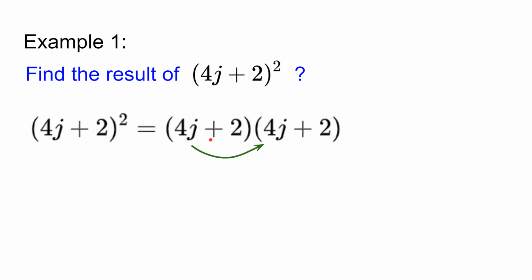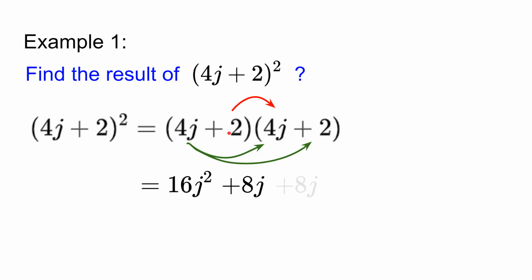4j times 4j, well, 4 times 4 is 16. j times j is j squared. First by the second, 4j times 2, that's 8j. We're done with the first term. Second term by the first gives you positive 8j. Now again, it's the same. And 2 times 2 gives you a 4.